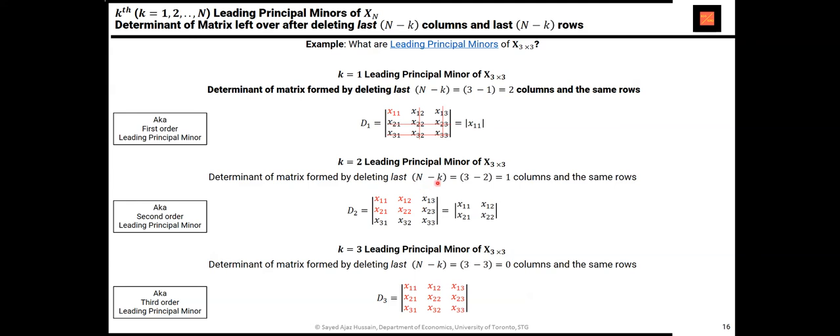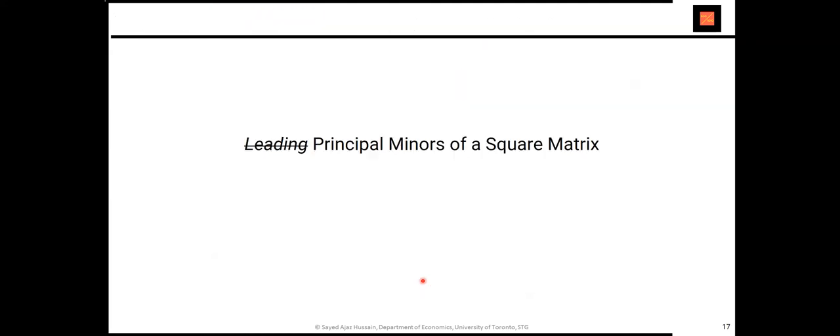Now I need to delete the last n minus k, 3 minus 2, columns. So last column, last row. The determinant of this thing is my second order leading principal minor. And finally, I need to delete the last n minus k, 3 minus 3, 0 columns, 0 rows, nothing to delete. So that's your third order leading principal minor. But leading principal minors are not the same as principal minors. That's why I crossed that term out there to make sure that you get the difference. What are principal minors?